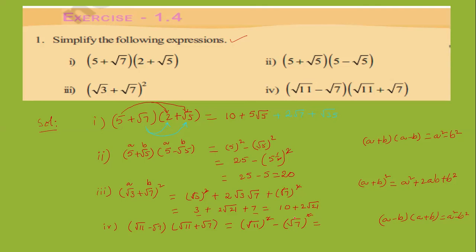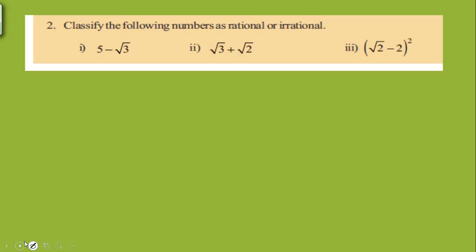You cancel the square and square root symbol in each term. Then what are the remaining? In the first term, the remaining is 11. In the second term, 7, that is equal to 4. Okay, that's over. Now we move to the second question.